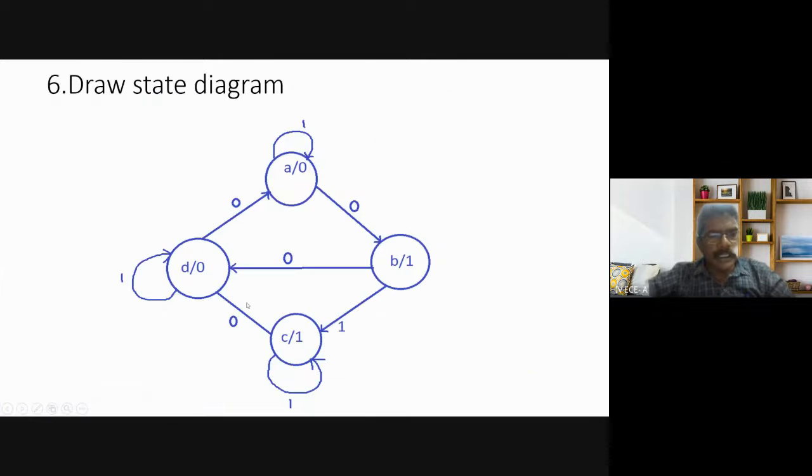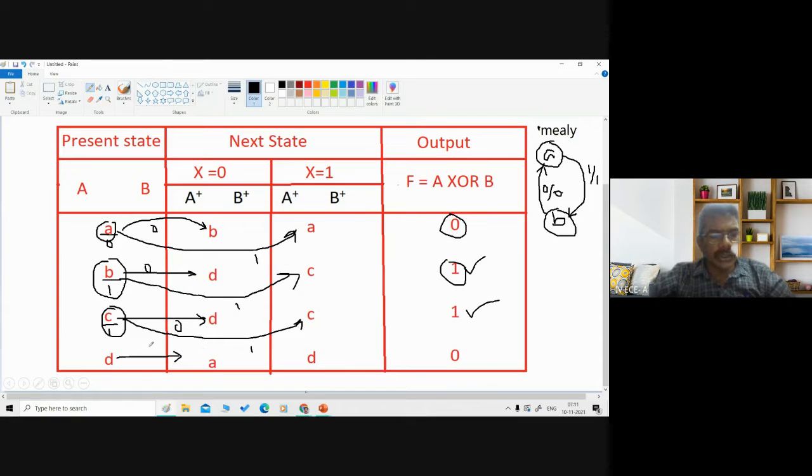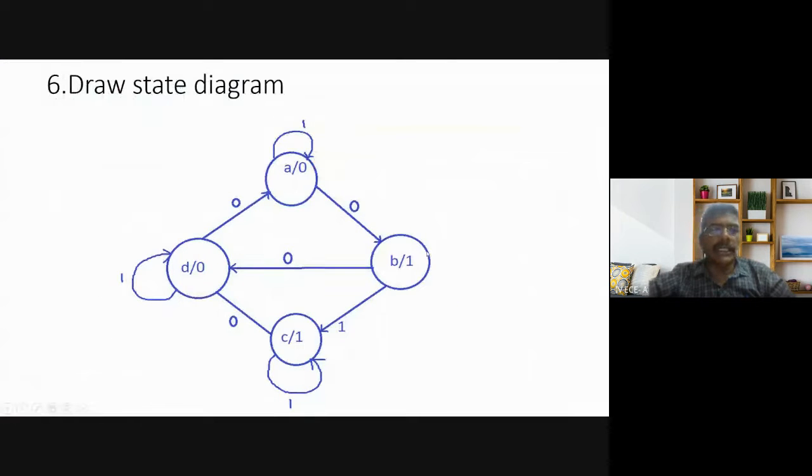And D to A is 0, so input is 0. And D to D is 1. Okay, this is the state diagram.